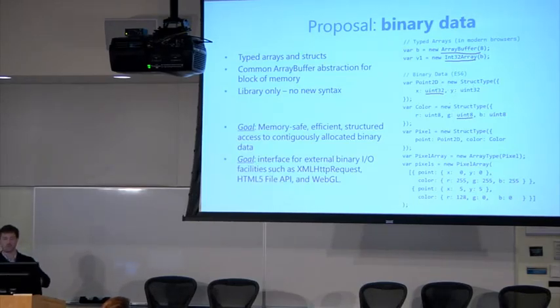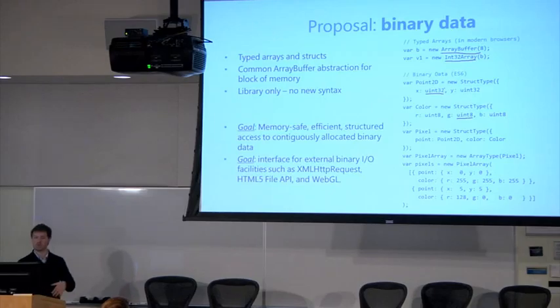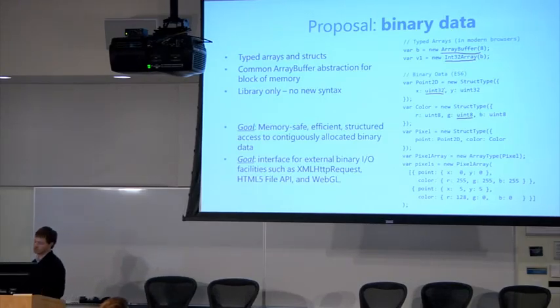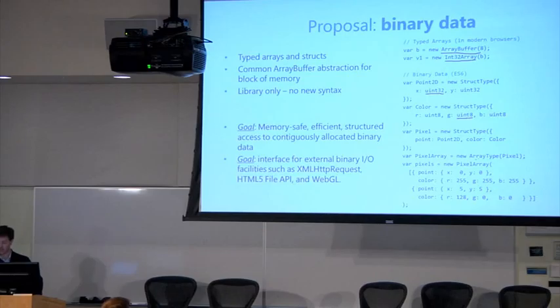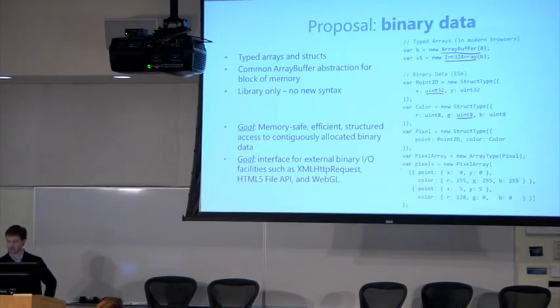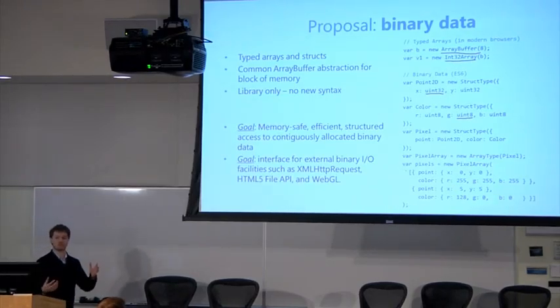So we can define a point2d struct type, which is going to have a field named x and a field named y, which are both uint32 structs. And then I can create a few others like color and pixel here. And then I can ultimately define my own array type. So I can define a pixel array to be an array type whose elements are pixels. And then I can allocate one of those, initializing it just from a JavaScript object here.